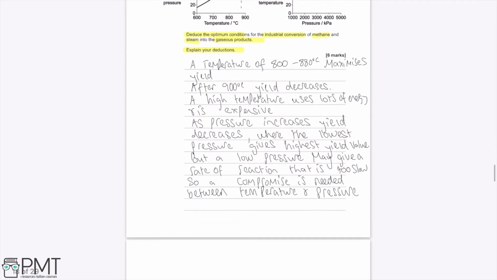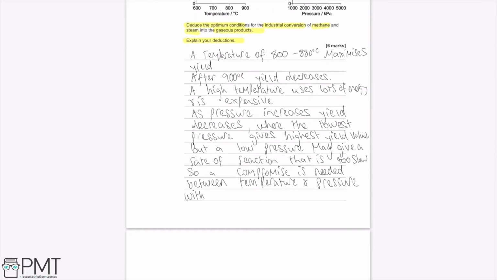Now this question is actually marked in stages, so there isn't necessarily an exact word that gets a mark, but as long as we talk about the deductions from figure 1 and figure 2, talk about the optimum temperature and pressure reasons and then explain them, we should get 6 marks.